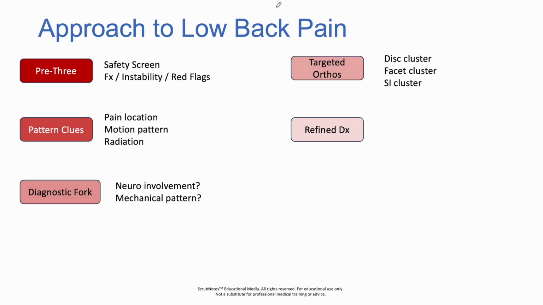Before we jump into orthopedic tests, we run what I like to call the ScrubNotes MSK algorithm. So first is the pre-3 safety screen. Then we look for pattern clues in the history and motion exam. Next comes a diagnostic fork, in this case determining whether symptoms suggest nerve root involvement. And then only after we do all of those, we run targeted orthopedic clusters.